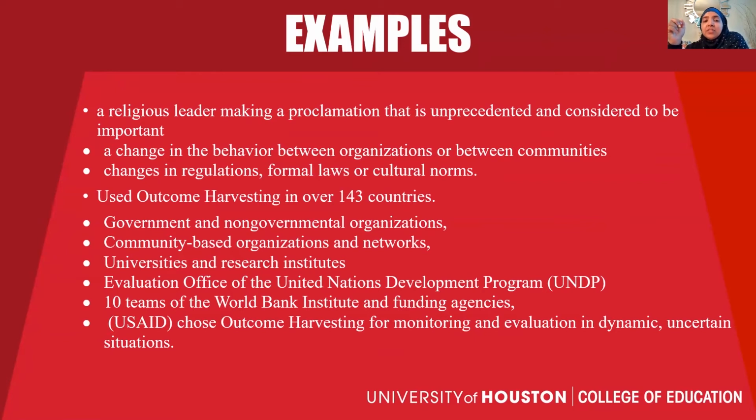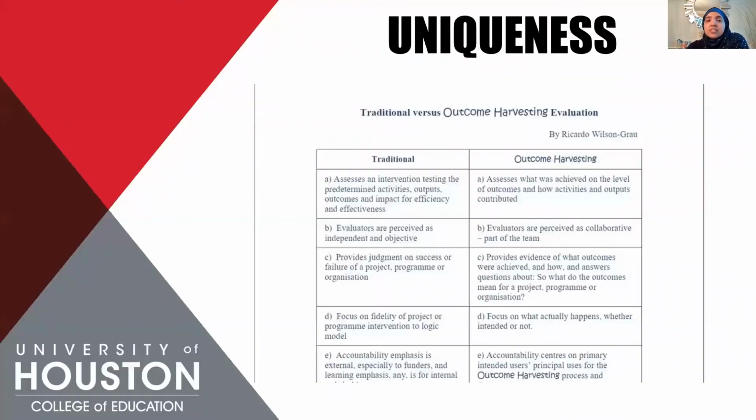Outcome harvesting has been used and documented in over 143 countries, in government and non-governmental organizations, in community-based organizations and networks, in universities and research institutes, and in the Evaluation Office of the United Nations Development Programme. Teams of the World Bank Institute and funding agencies have used it, and USAID chose outcome harvesting for monitoring and evaluation in dynamic, uncertain situations. So these are just some of the examples where outcome harvesting has been used successfully.